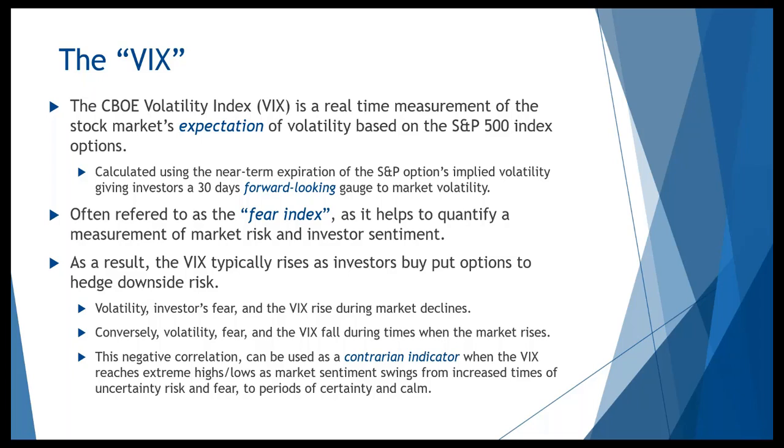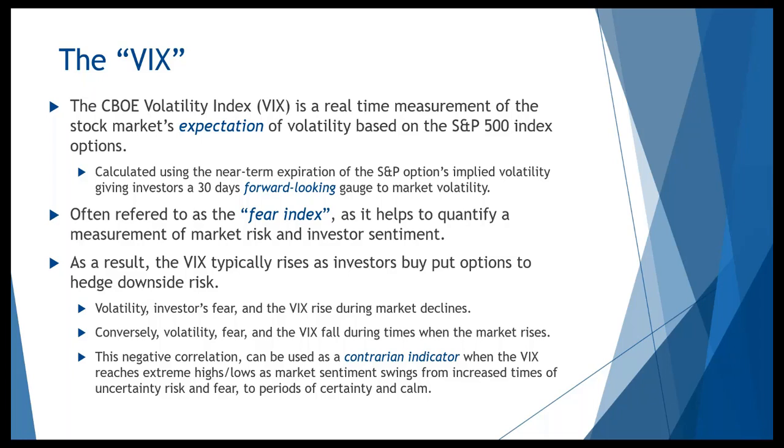So this negative correlation of rising VIX and falling market, and falling VIX and rising market, can be used as a contrarian indicator. Now, we need to wait for the VIX to make extreme highs or lows, when that market sentiment swings too far to one side or the other, as it goes from anxiety to calm. Now, the old floor adage was, when the VIX is high, it's time to buy. And when the VIX is low, look out below.